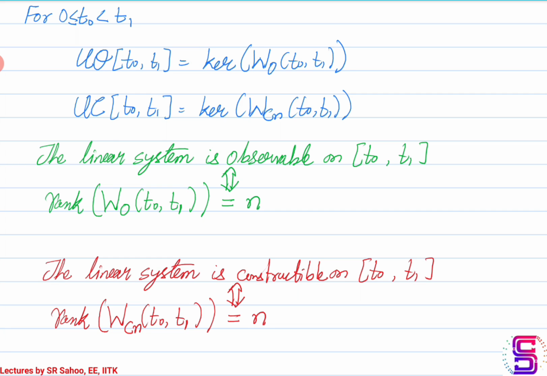So for a linear system to be observable, the observability gramian should be full rank, and for the linear system to be constructible, the constructibility gramian should have full rank.